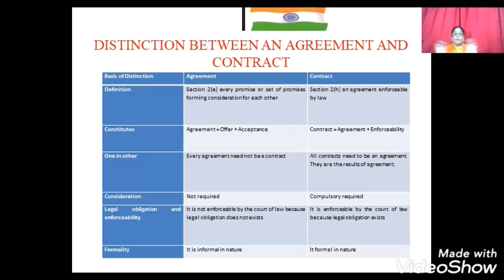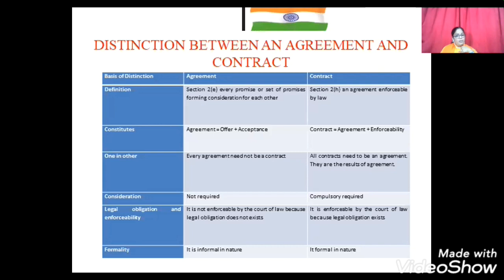You are supposed to remember this line because in the exam he may ask, all agreements are not contracts, but all contracts are agreements. Or he may ask, all contracts are agreements, but all agreements are not contracts. How we have to remember this is, see, all MCom students are BCom students and all BCom students are not MCom students. This is the easy way to remember.